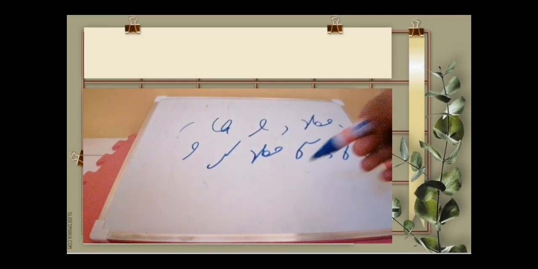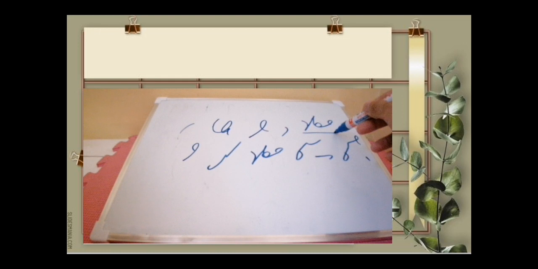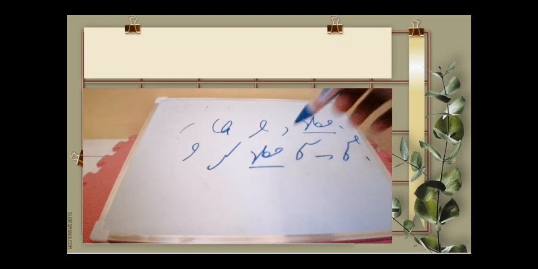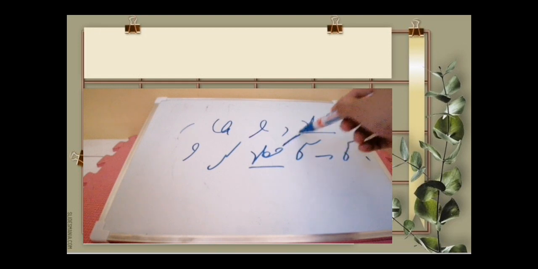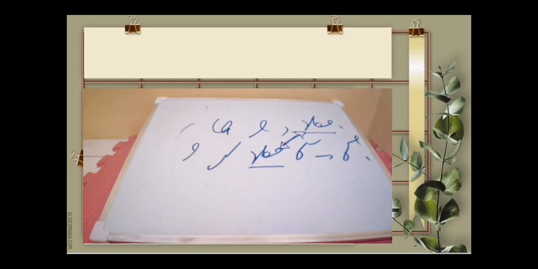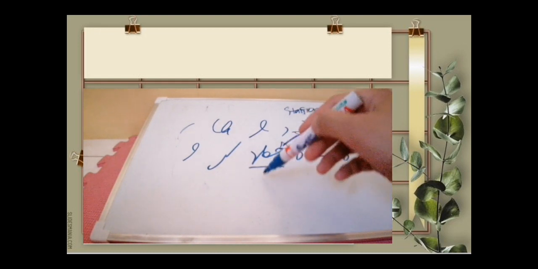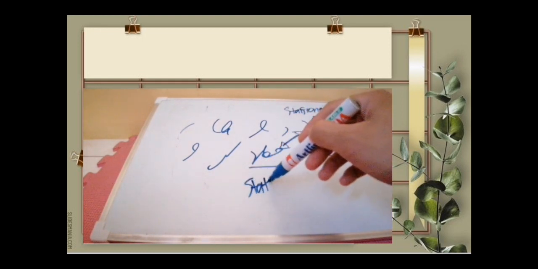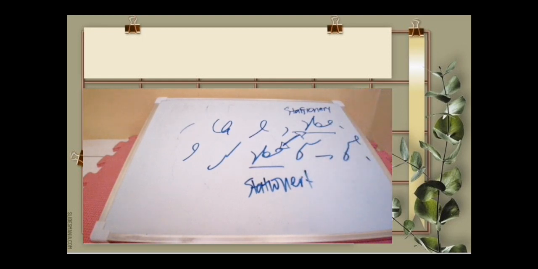So you can see here the word stationary and the word stationery. They are both written the same, but they have different meanings. So this one is stationary, and this one is stationery. And that's it for our lesson 43.